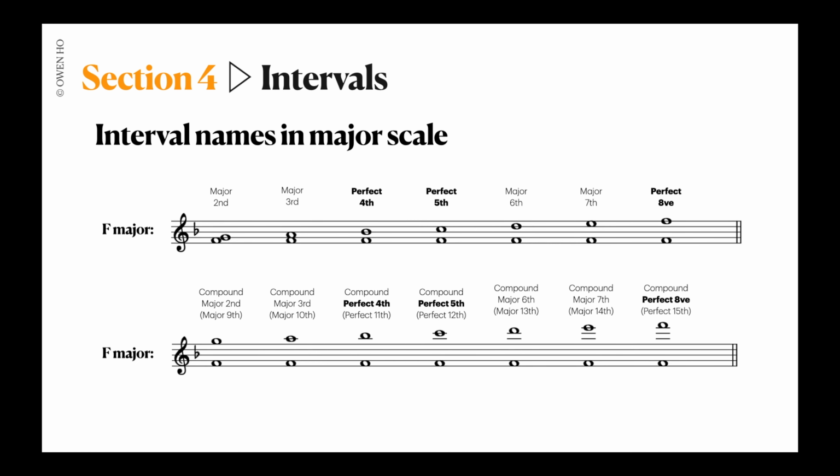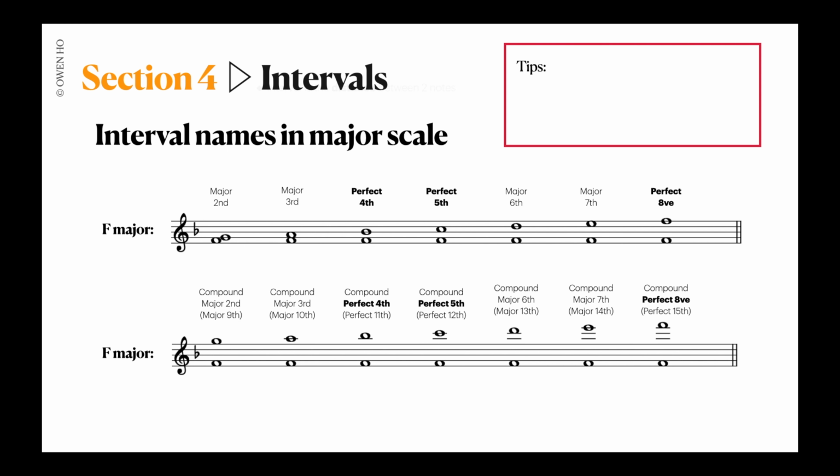By now, you notice that the number for the intervals within an octave and beyond the octave always have a difference of 7. So for example, a major ninth minus 7 becomes a major second, and then major 10th minus 7 is the major third, and the perfect 11th minus 7 is the perfect fourth, the perfect 12th minus 7 is the perfect fifth, and the major 13th minus 7 is the major sixth, and so on and so on.